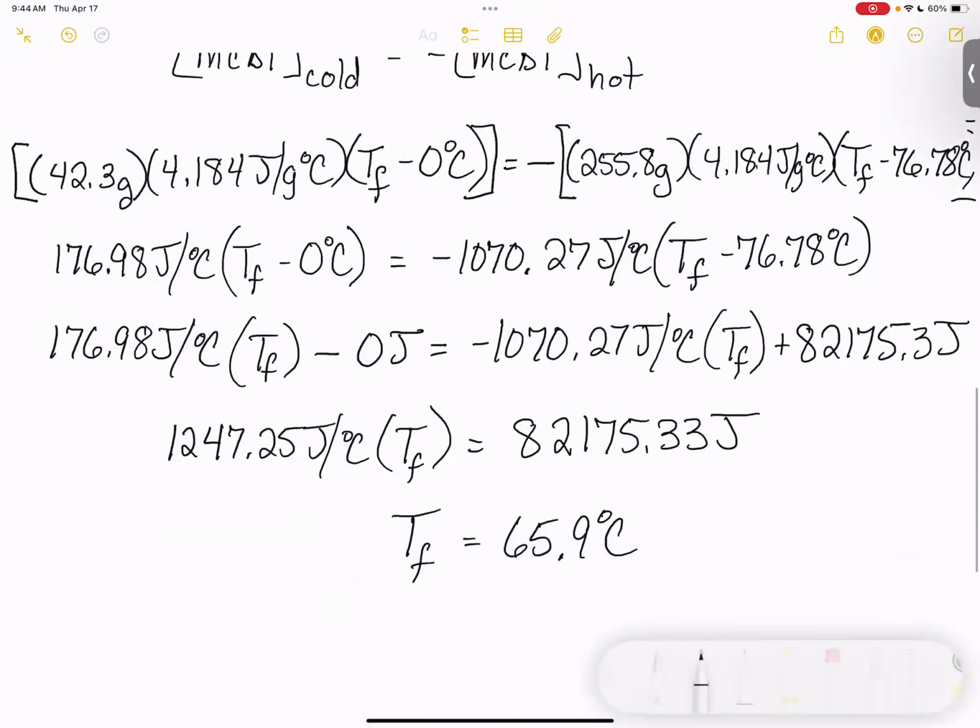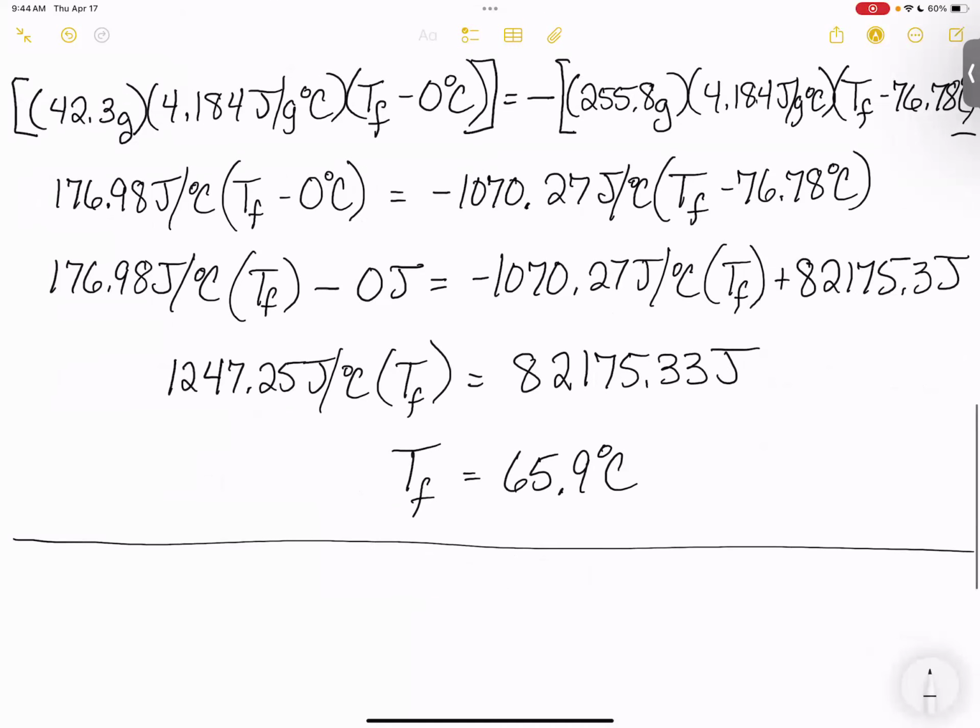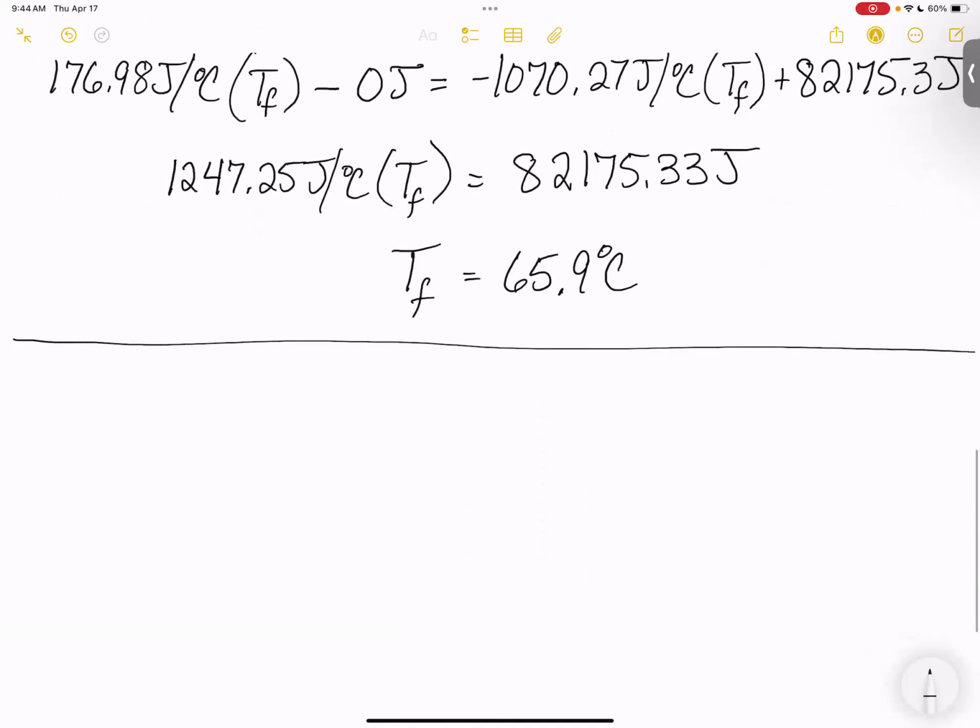Okay. So now we're going to talk about enthalpy. Enthalpy is represented with a capital H. It is known as the heat of reaction.